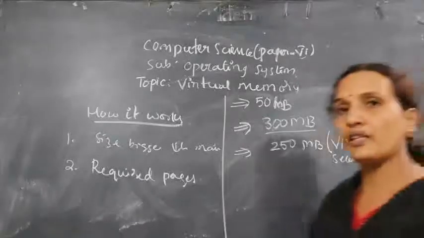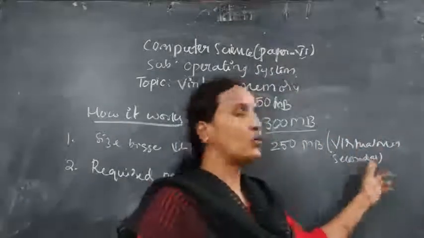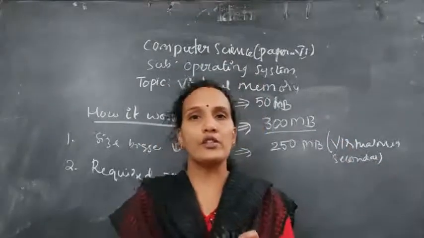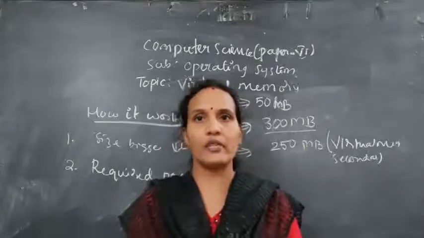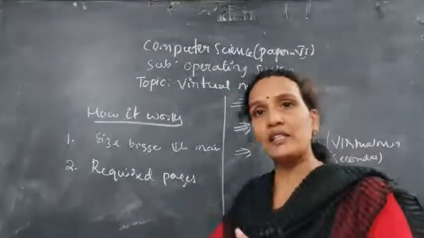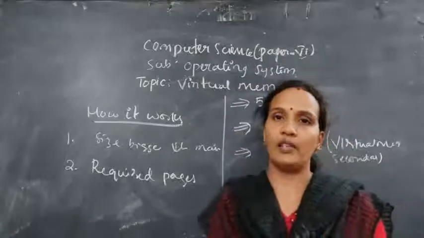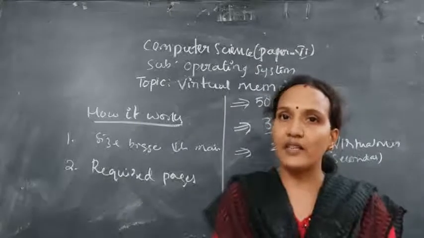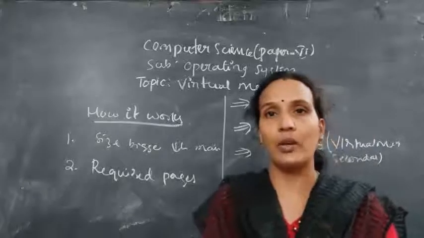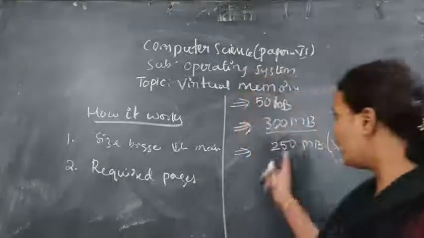And whenever the user requests execution, what happens? Pages are swapped from this virtual memory to the main memory. Understood? So how it works? Instead of loading the whole program, when the user requests, only the required pages are loaded. And this extra memory is taken from the secondary memory: a part of the secondary memory is maintained as virtual memory, and it is used whenever the user loads a program whose size is bigger than the main memory.